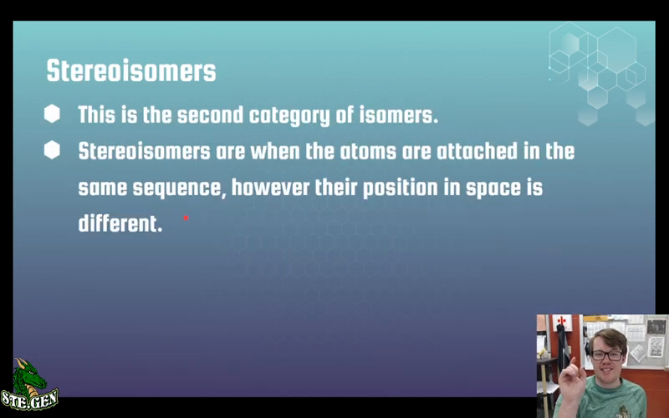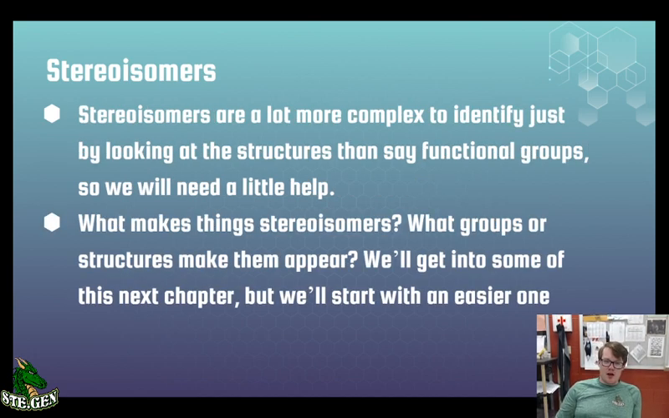Stereoisomers are when they are actually attached in the same order, but their 3D position in space is different. And that might seem a little bit weird, so we'll give you an example here in a minute. But stereoisomers are a lot more complex to identify than just by looking at structures than, say, functional groups. If you look at a picture, you can go, that's an alcohol group, that's a ketone, that's a carboxylic acid, that's an ether, that's an ester, etc. You can just identify them. So we're going to first talk about what makes things stereoisomers and then what groups or structures should make them appear. We'll also be getting into the more complicated versions of this next chapter, but we're going to start with the easiest one for this chapter.